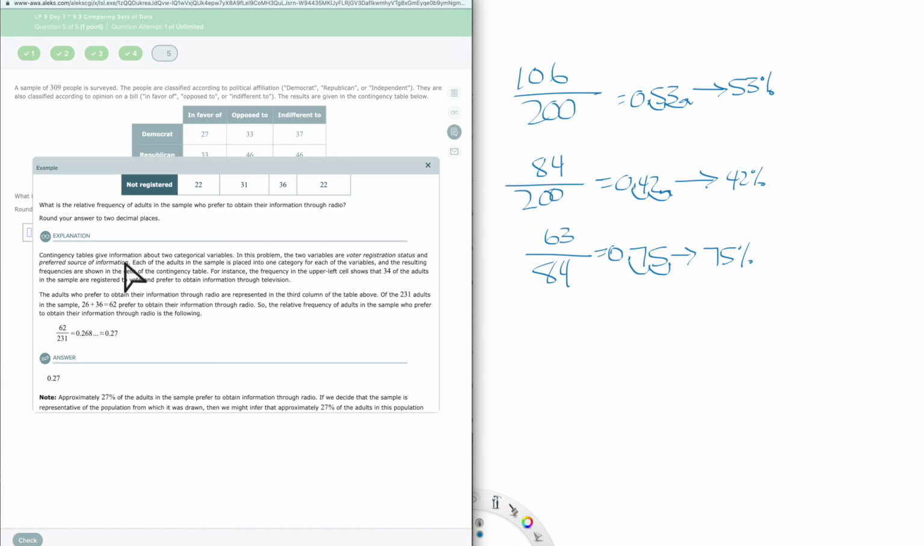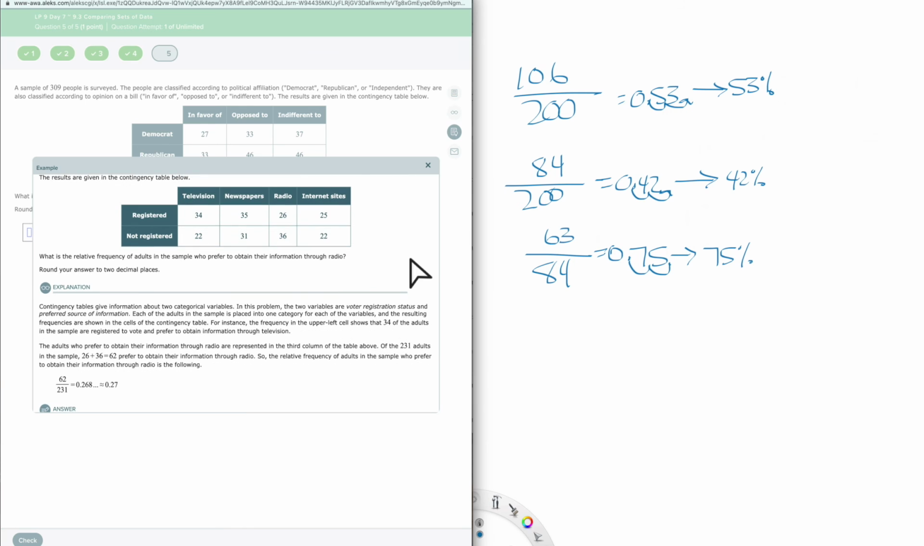Contingency tables give information about two categorical variables. So we've been dealing with that already. So along the top, along the side. In this problem, the two variables are voter registration. So they kind of change this voter registration status. So they're registered or not registered. And preferred source of information, television, newspaper, radio, or internet sites. Each of the adults in the sample is placed into one category for each of the variables, and the resulting frequencies are shown. So frequency means how many times does it show up? How many times did somebody say that I'm registered and my preferred information comes from the TV? That's all it is. How many times did this happen? That's what a frequency means.